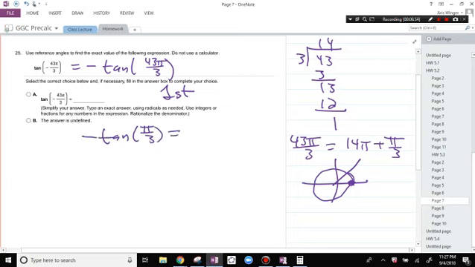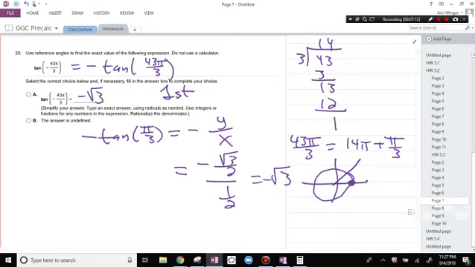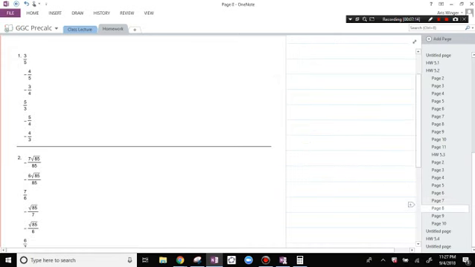The tangent of pi over 3 is the y coordinate over the x coordinate. The y coordinate for pi over 3 again is the square root of 3 over 2. The x coordinate is 1/2. So it's minus the square root of 3. All right, hope it helps.